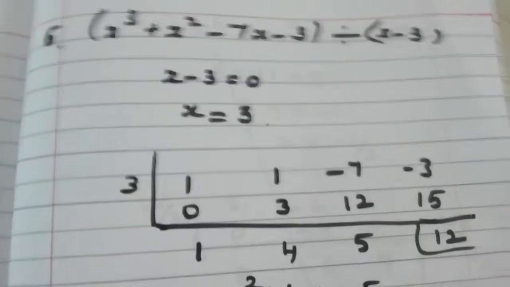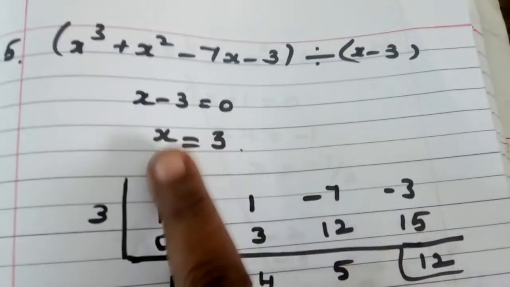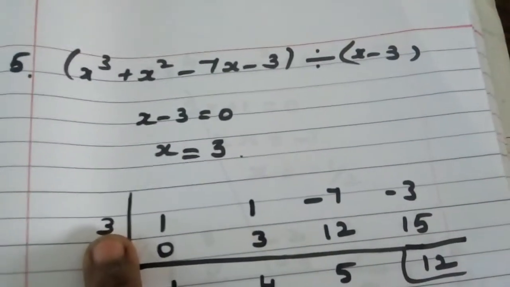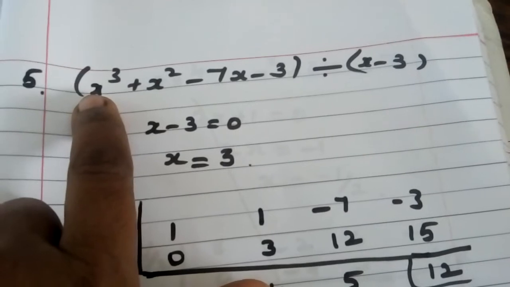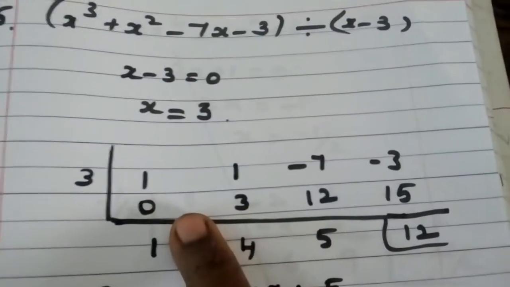First what you should do is, you have to take this term divided by the value is there. So this value should equate to 0. So that you will be getting x is equal to 3. Now this 3 we are going to write here. And here how we are getting these values. Write this polynomial values. Only the values, coefficient value should write 1, 1, minus 7, minus 3. That's what I have written here.